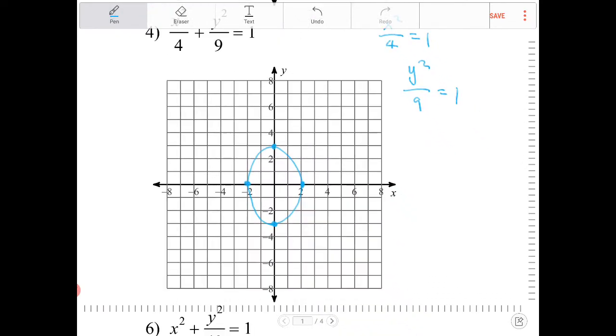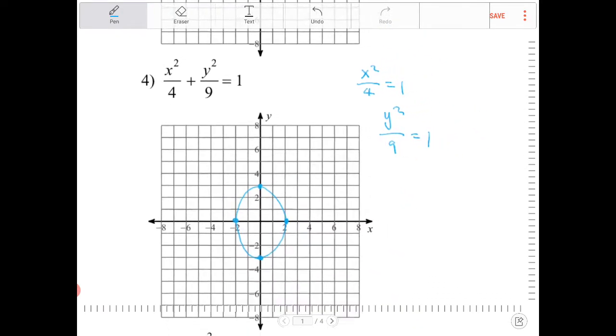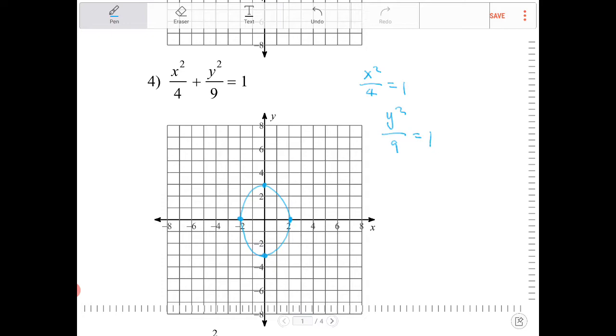Anyway, the reason why I had you not work on finding the foci is because the orientation of the ellipse will determine the location of the foci as well.